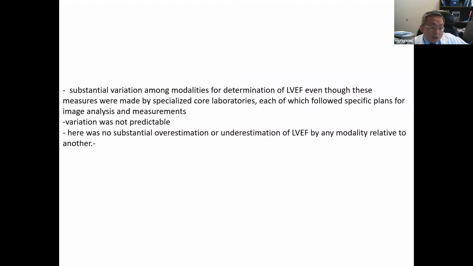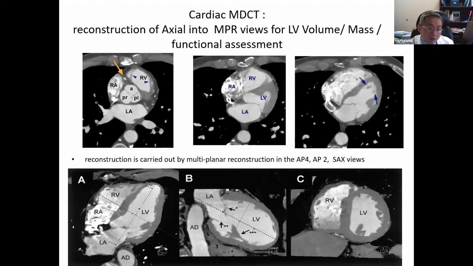Essentially, in real-world clinical settings, there's a lot of variation in determining the ejection fraction, even when this was done in a specialized core lab. And they couldn't find out why there's so much variation. But the bottom line is that there's no gross overestimation or underestimation. Having said that, this is done in a clinical trial with a large number of patients, but for a single patient, we still need to be very vigilant. Switching gears to cardiac CT.